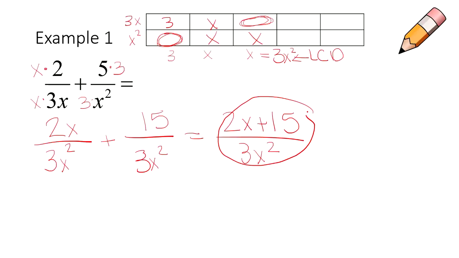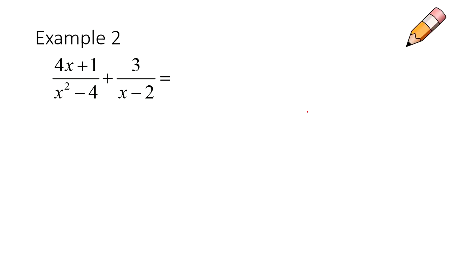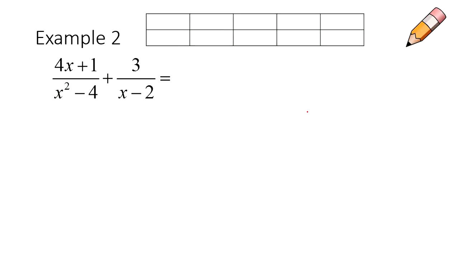Nah, nothing factors. So my final answer is 2x plus 15 over 3x squared. Pretty nifty with the little box, right? Let's try another example. So I have 4x plus 1 over x squared minus 4, plus 3 over x minus 2. So guys, notice this is x squared minus 4. That factors. Don't leave it like that because you're going to get really lost.